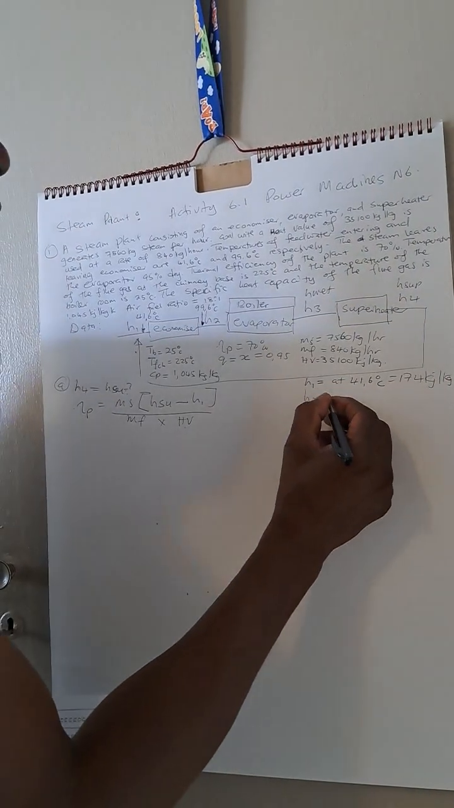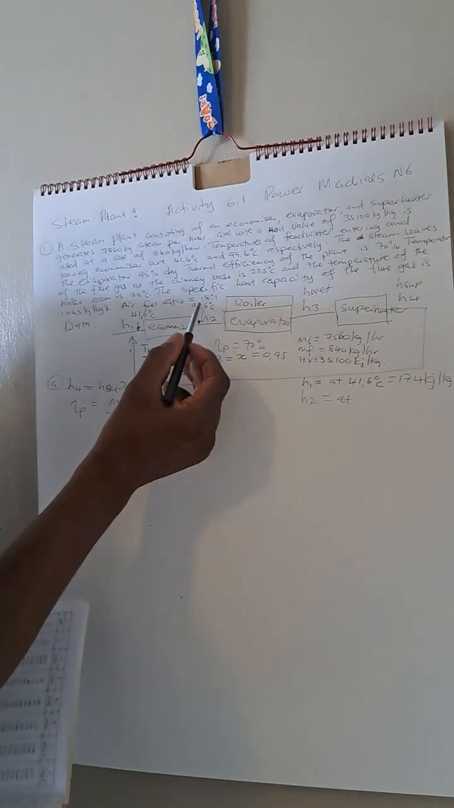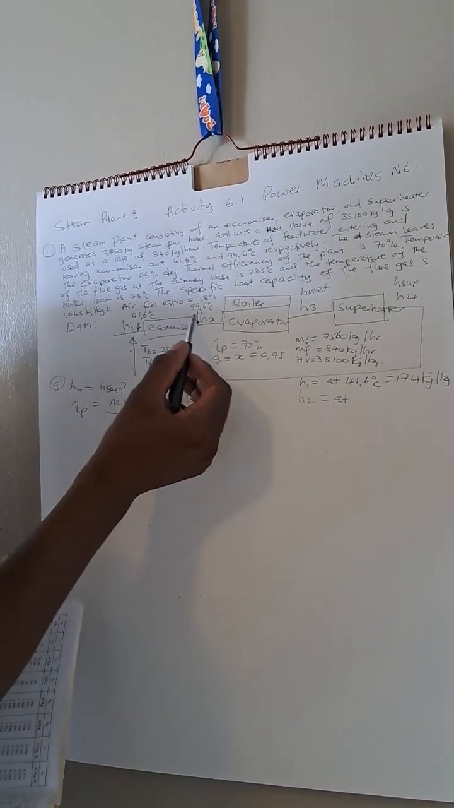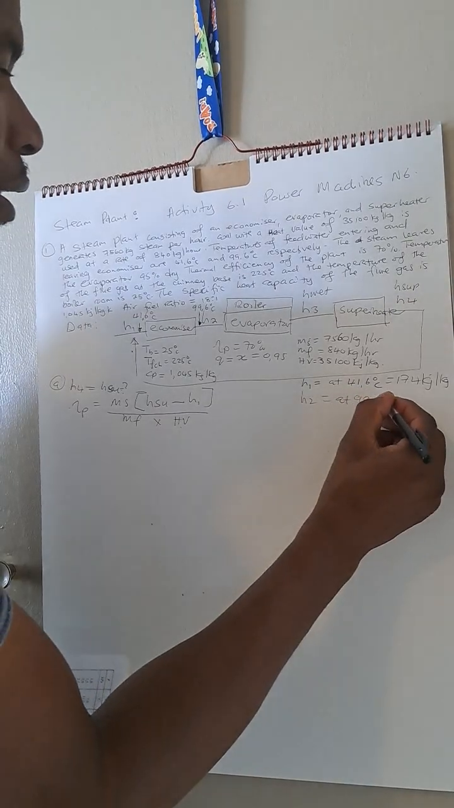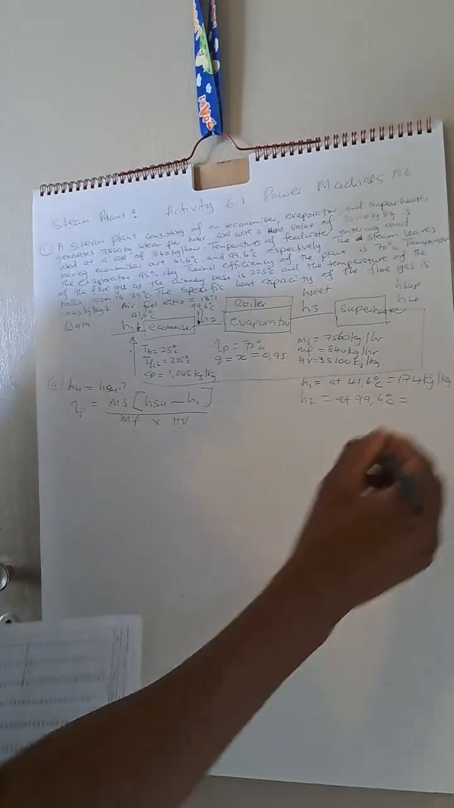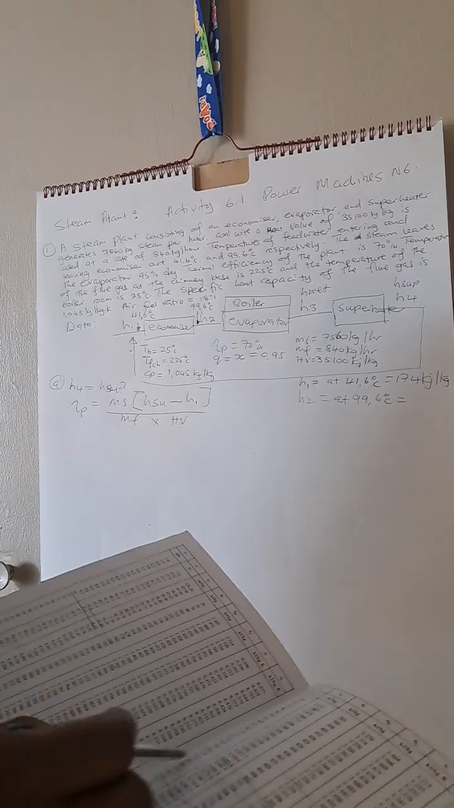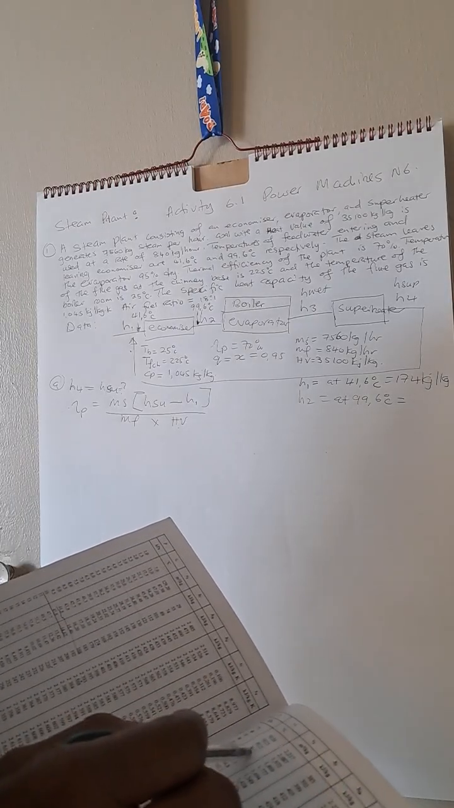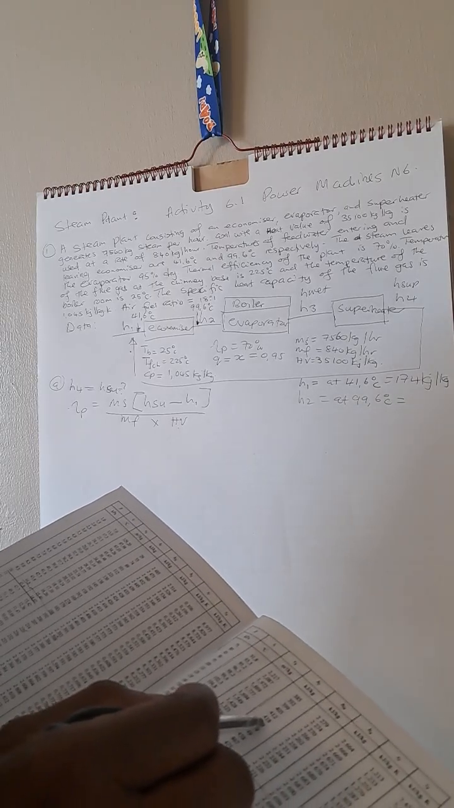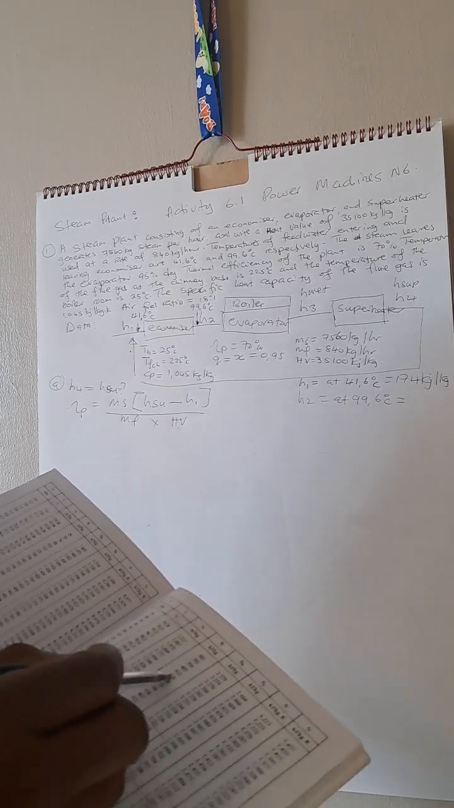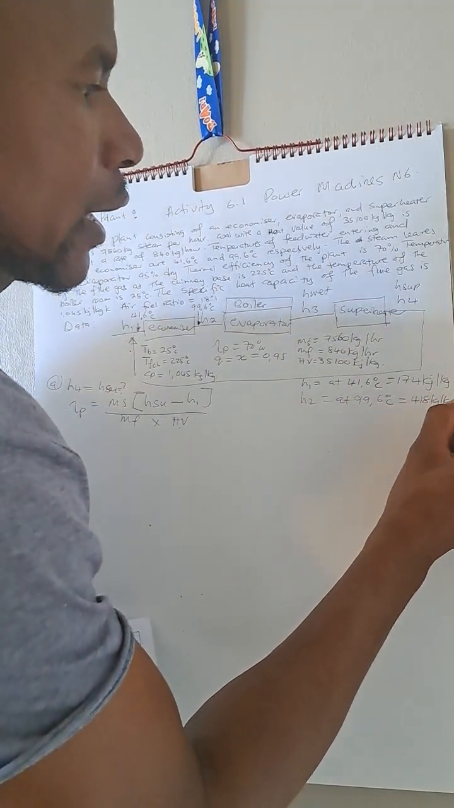The second step is to get our H2. H2 at what temperature? The temperature leaving the economizer was said to be 99.6 degrees Celsius. So we go to our steam table at 99.6. Our HF at 99.6 is 418, so 418 kilojoules per kg.